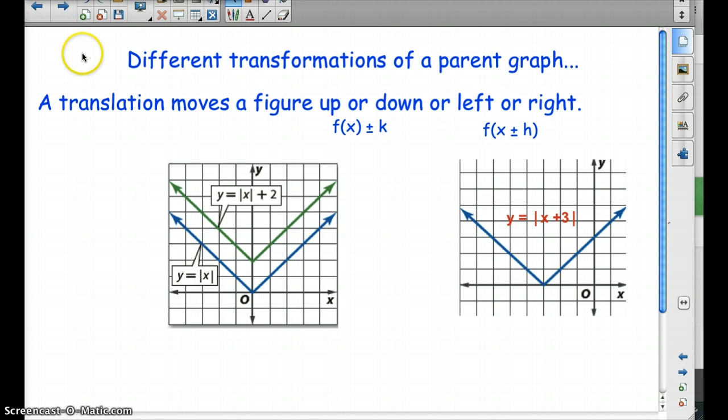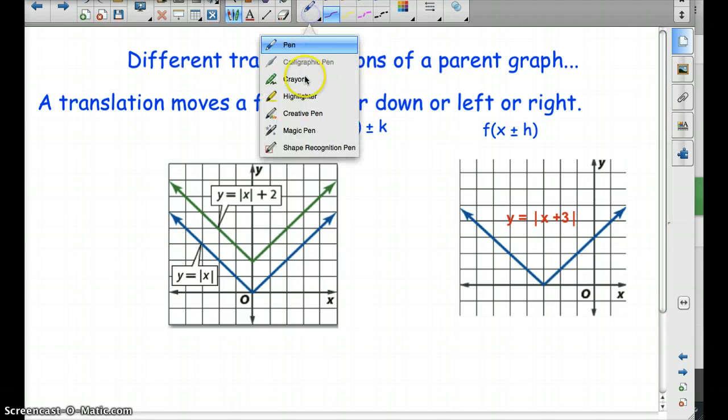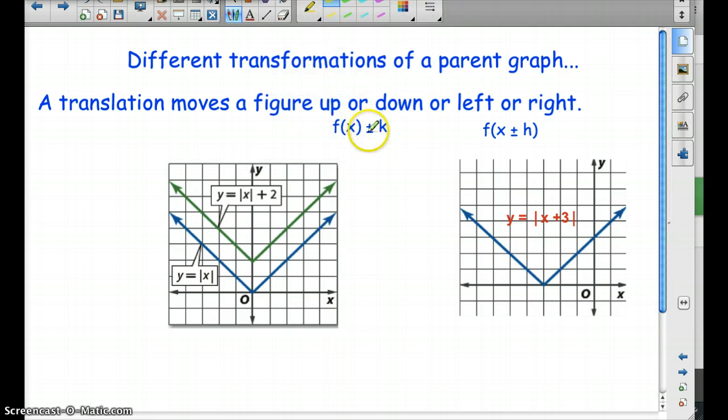So we can translate. A translation moves the figure up or down or left or right. So if you notice here, when we add or subtract a value outside of the function, that shifts it up or down. So in this example, see how we're adding 2? Then our vertex is shifted up 2.